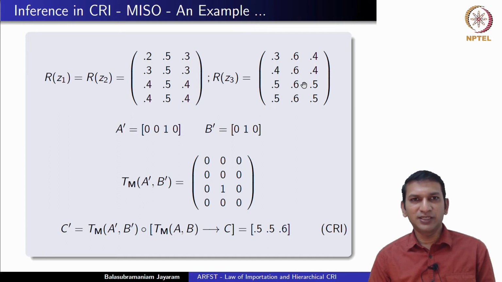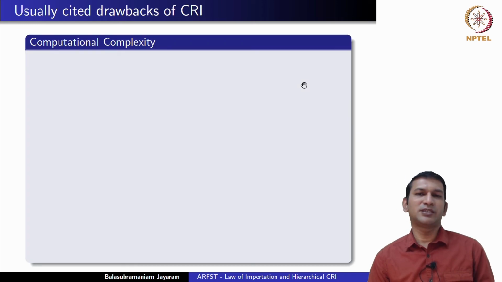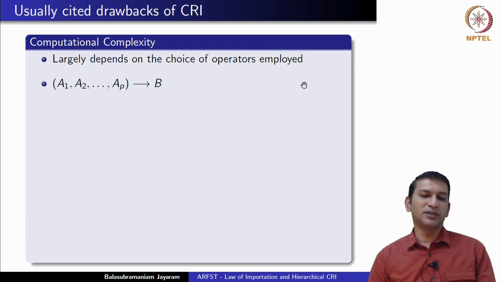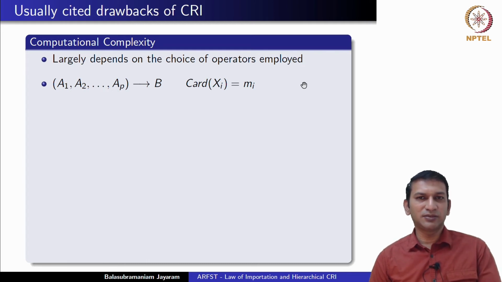Clearly, when we have multiple rules, it gets even more cumbersome. Some of the usually cited drawbacks of CRI are as follows. Firstly, the computational complexity. Of course, it depends on the choice of operators employed, but let's look at it in terms of the number of operations required. Now we have a p-dimensional input and a single output. Assume that each xi has cardinality mi, which is the discretization granularity that we consider.